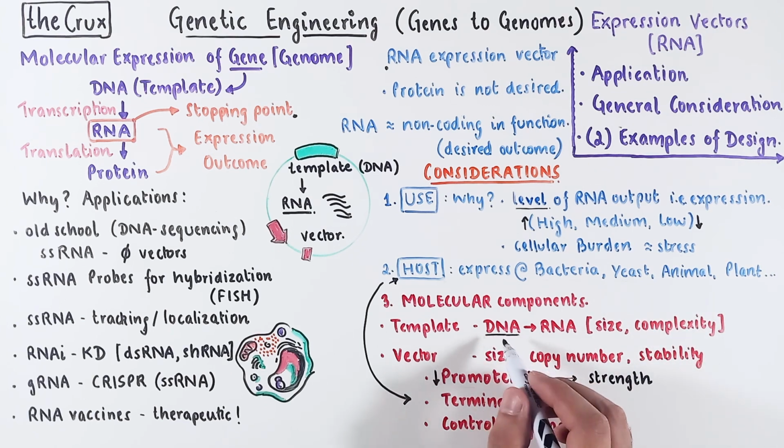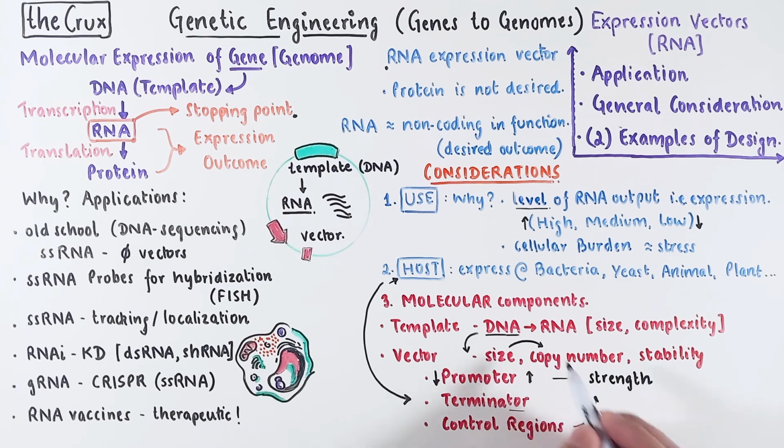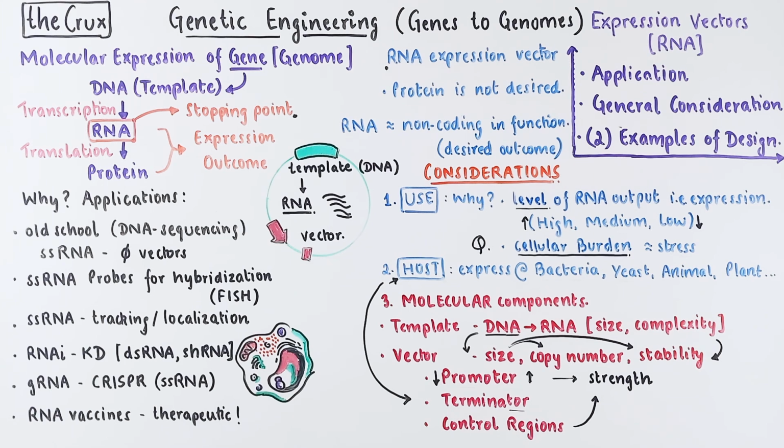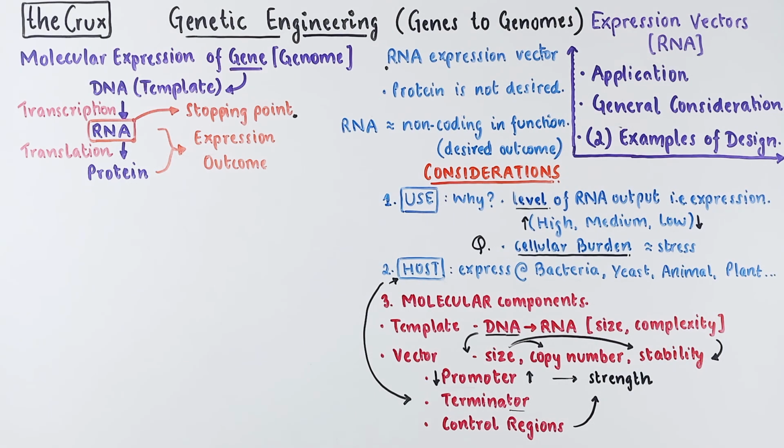Our DNA of interest will change the size of our final vector. This oftentimes can change the copy number of the plasmid and its stability. Complex template sequences will also affect the stability of our final vector. These are some ways to think about design. Now here's a question for you. Given this information, what do you think will cause a cellular burden to increase, and why do you think it'll happen? Just a small note as we go forward in this video, I will not discuss control regions. We will come back to them in protein expression vectors.